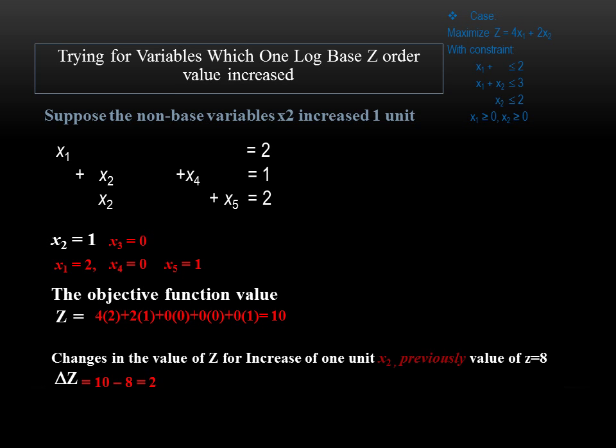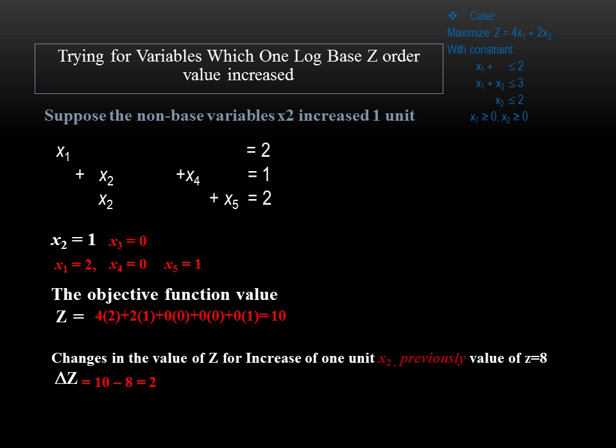x4 equal to 1, because we have to make it balance, and x2 is already found 1, and another x5 is also 1 to become 2, okay, and etc. And we put the equation and the values into the z equation: 4 multiplied by 2 plus 2 multiplied by 1 and etc. We find that the z value is 10.